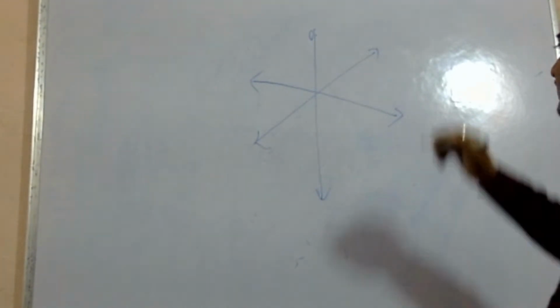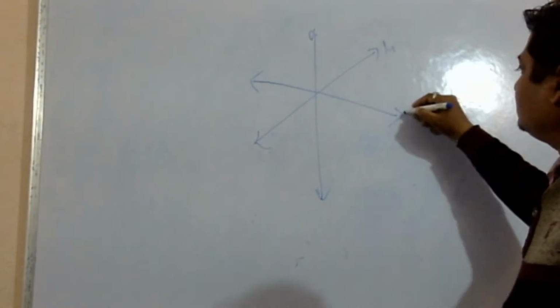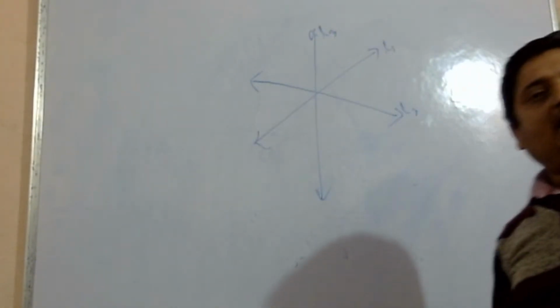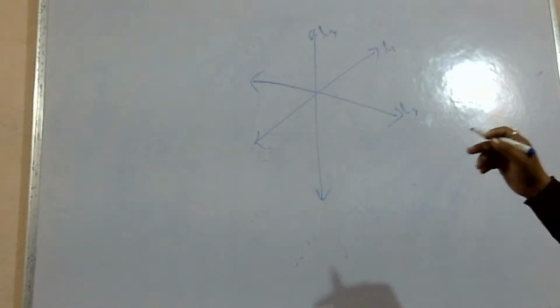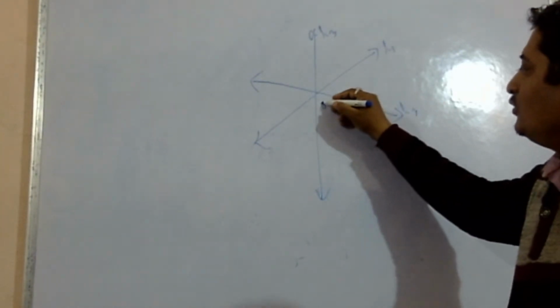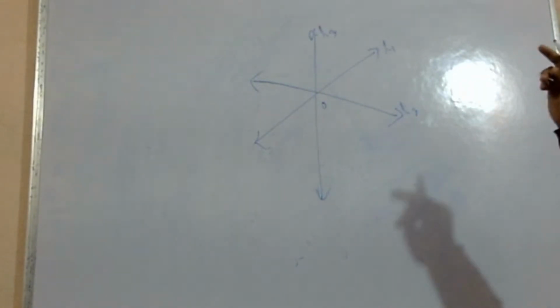Now here we see L1, L2 and L3 are the three lines. All are passing through a single point, that is O. So L1, L2 and L3 are known as concurrent. Clear? Here the question is, the altitudes of a triangle are concurrent.